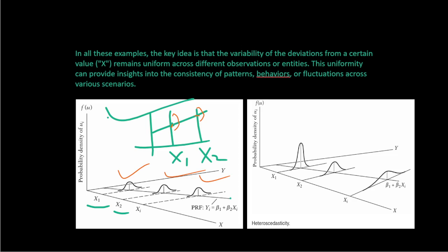Now if the variance is different, and the spread of the data for each observation is different, like in this figure, then we are violating the assumption of homoscedasticity and entering a different field, heteroscedasticity. In the next video we'll talk about heteroscedasticity in detail. So that's it for today. I'll see you in the next video. Thank you.